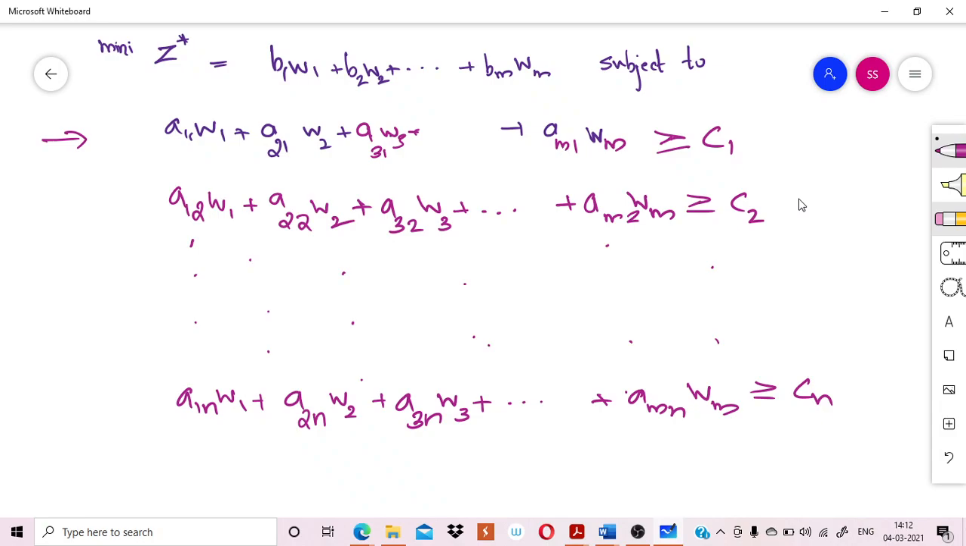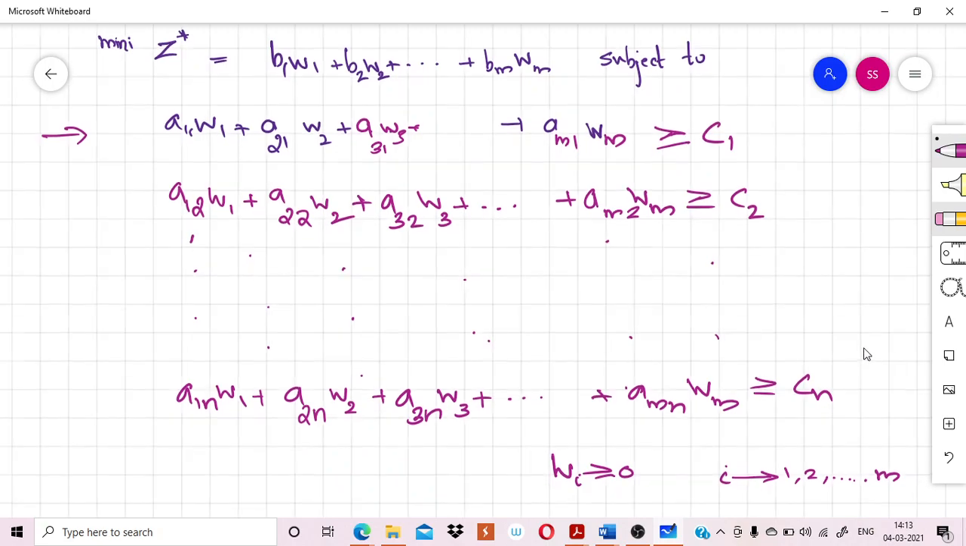And our decision variables, earlier it was x1, xi in general, we have here wi. wi greater than or equal to 0, where i varies from 1, 2, 3, etc. up to m, right? Yes, not n, it is m, right? Now yes. So this is our dual of LPP.